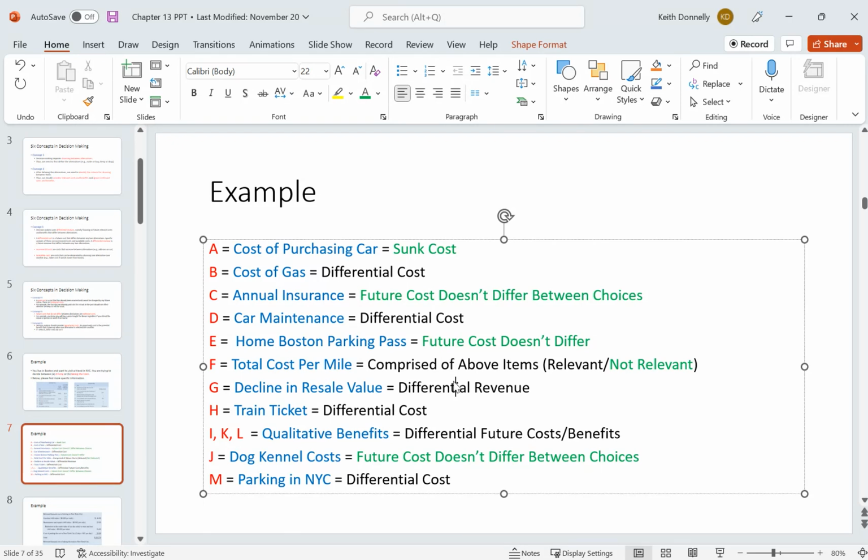Obviously, the train ticket is going to be a relevant cost. It's a differential cost. If you take the train, you have to pay for the ticket. If you don't take the train, you don't pay for it. So it's a cost that differs between the choices.